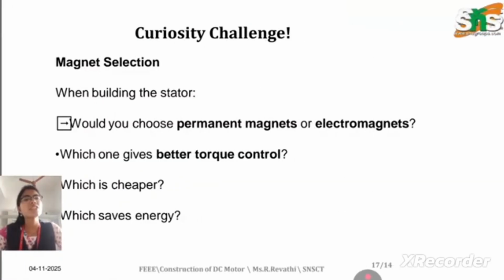So the challenge listed below for us is magnet selection. When building the stator, would you choose a permanent magnet or an electromagnet? Selecting a magnet is a major part in the function of the motor. Shaft-based or slot-based conductors are also present to efficiently reduce the effect of eddy current losses. Which one gives better torque control, which is cheaper, which saves energy?